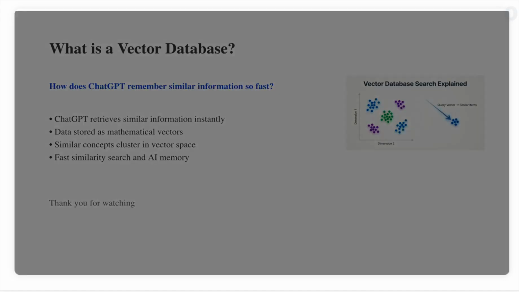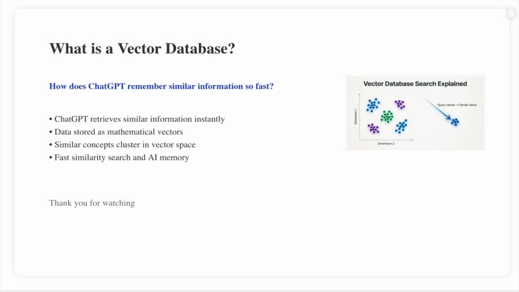As you can see in this visual, similar concepts are grouped together in what we call vector space. This organization enables fast similarity search and creates what we might call AI memory. So, to summarize, vector databases convert information into mathematical representations, group similar concepts together, and enable AI systems to quickly find and retrieve related information.